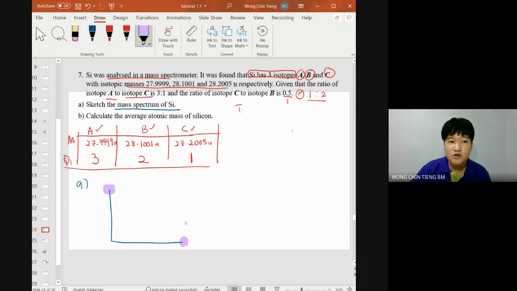Alright, the difference between a graph and a spectrum: your graph will have an end because you have a scale. But when it is a spectrum, it has no scale, so it will not have an end. Okay, so your y-axis over here is your abundance.